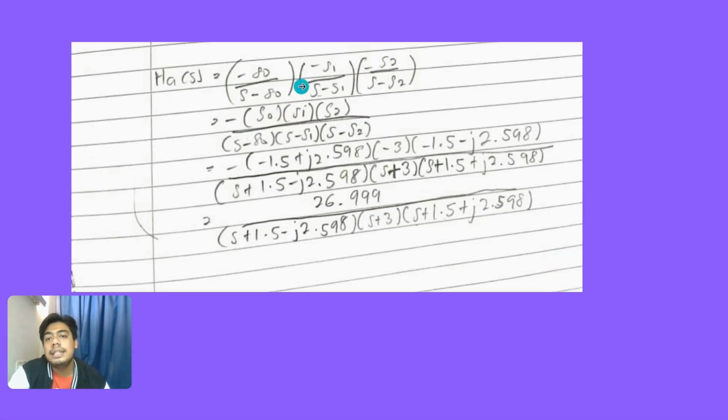For the final answer, we just substitute our answers. So negative S0 over S minus S0, multiplied with negative S1 over S minus S1, and multiplied with negative S2 over S minus S2. And the final answer we get is 26.99 over S plus 1.5 minus j 2.598, multiplied with S plus 3, multiplied with S plus 1.5 plus j 2.598.